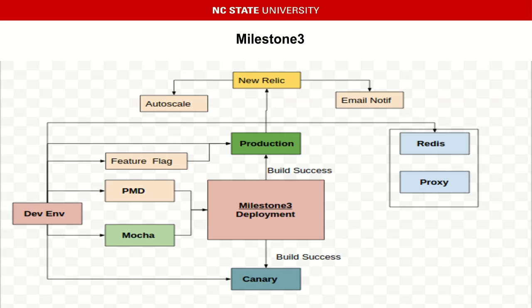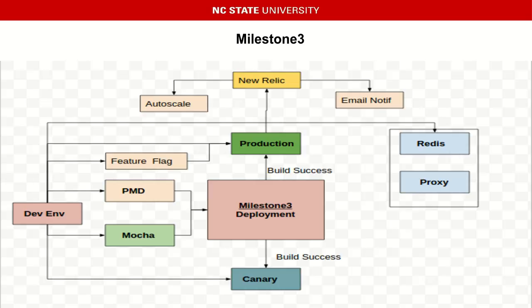As a part of milestone 3, we deployed a Node.js application. We used Jenkins as our build tool. The Mocha and Chai frameworks were being used for testing, and PMD was being used for static analysis of the code. We configured the production environment using Ansible.